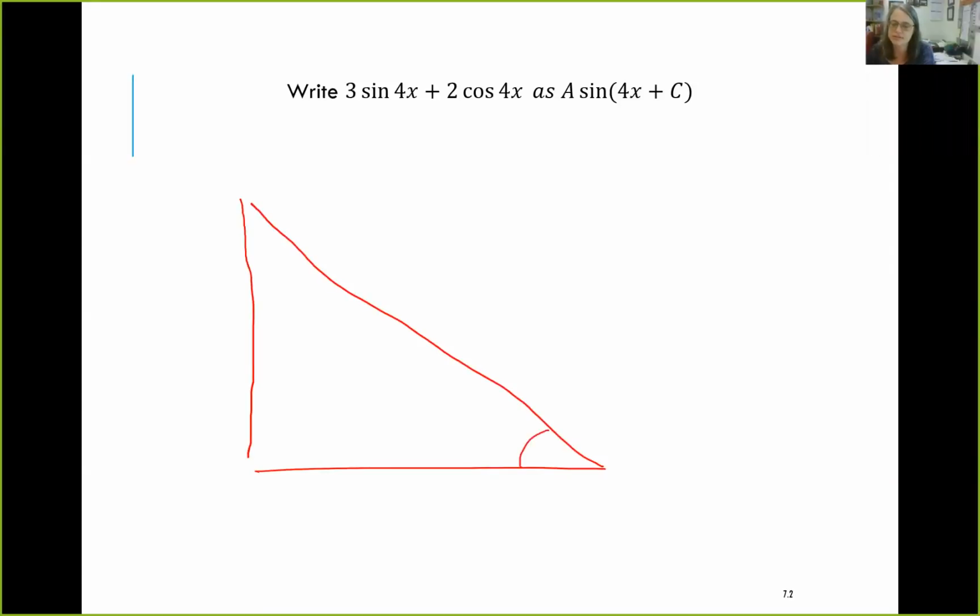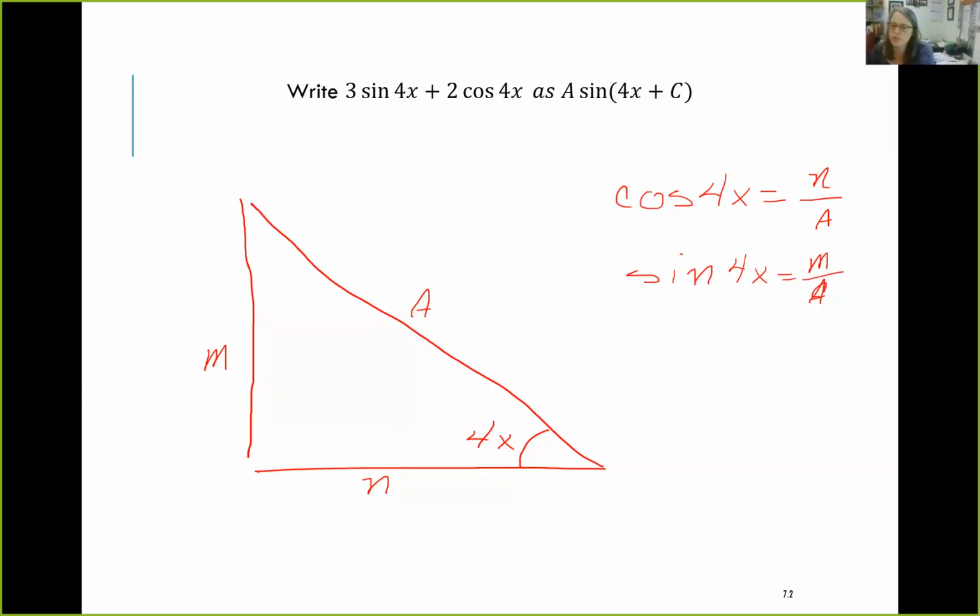So suppose this is our angle 4x. We know that the cosine, and let's just say that we labeled this as M and N and A. We know that the cosine of 4x is going to be the side adjacent over the hypotenuse, so the length of N over A. And we know that the sine of that angle is M over A.